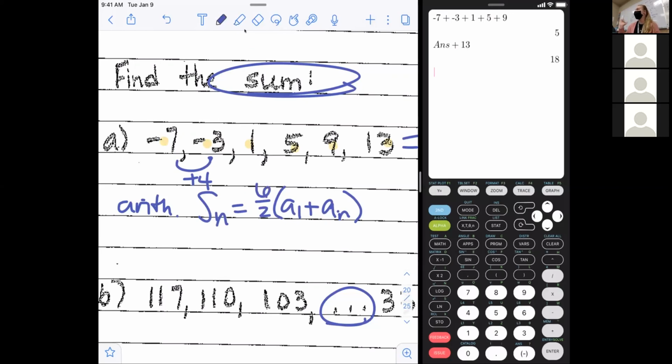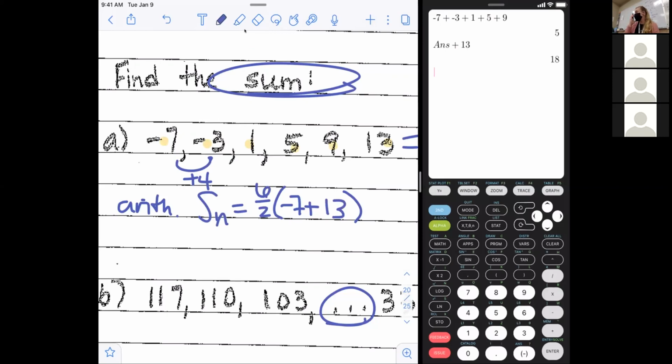I'm just erasing because I literally have it on the slide. I just can't show you all of that. a sub 1 is your first term. What's the first term in this list? Perfect. And then a sub n is the last term, or the nth term, and the last term here is 13.